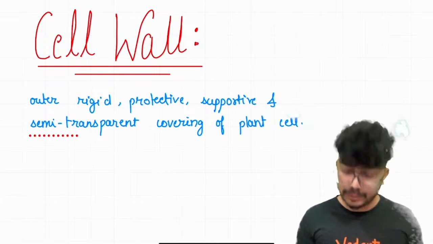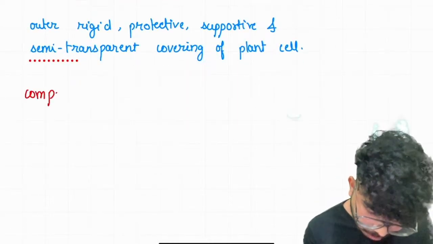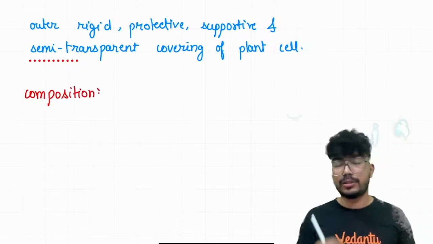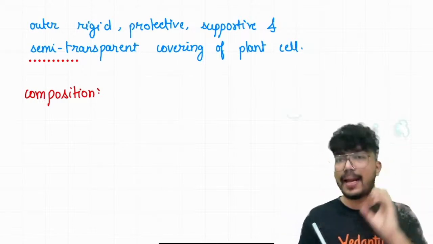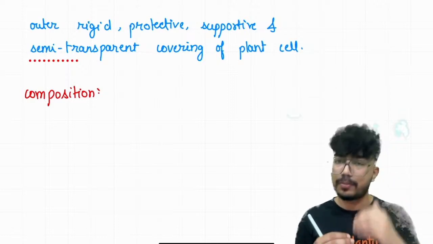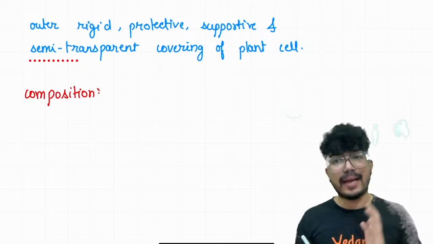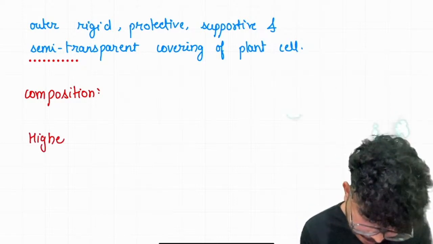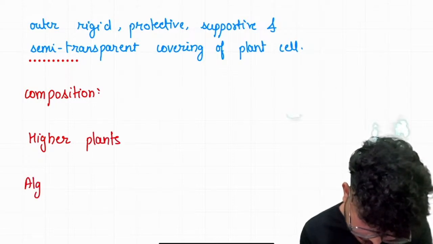Next topic is the composition of the cell wall. For the composition, the NCERT mentions both higher plants and lower plants such as algae. For higher plants it is cellulose, hemicellulose, pectin, and protein, and for algae it is cellulose, galactans, mannans, and calcium carbonate. So you have to remember this in this manner only. Higher plants, and algae.